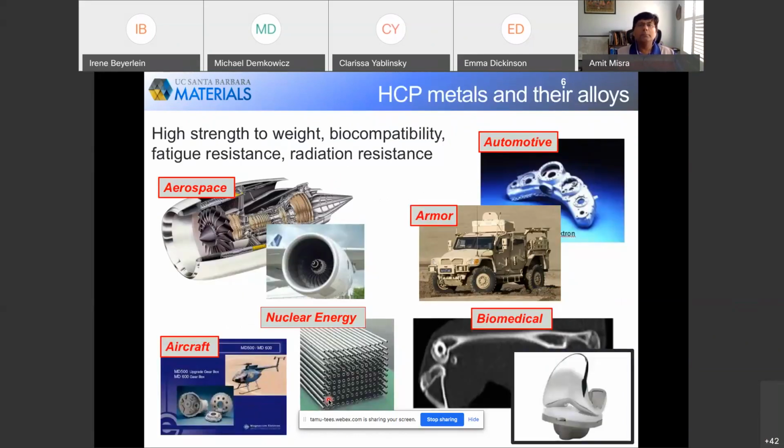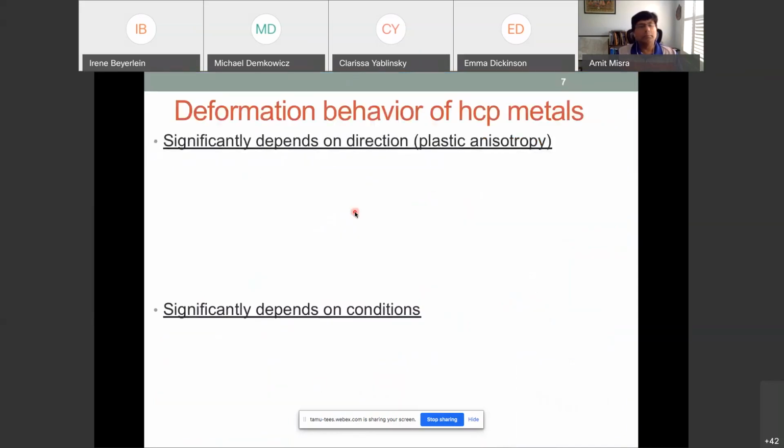The reason there's been some interest in this class of metals is that they have many interesting and important intrinsic properties that make them valuable for structural applications. Such as a high strength to weight ratio. Some of them are biocompatible. Titanium, for instance, is relatively fatigue resistant, and they also have radiation resistance. For instance, zirconium is pretty much bought up by most of the nuclear industry because of its good nuclear properties.